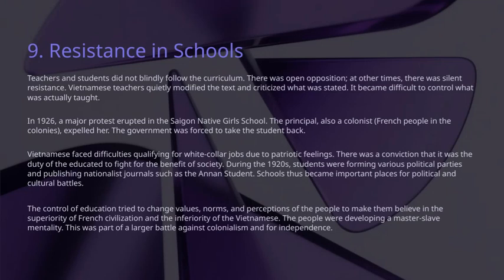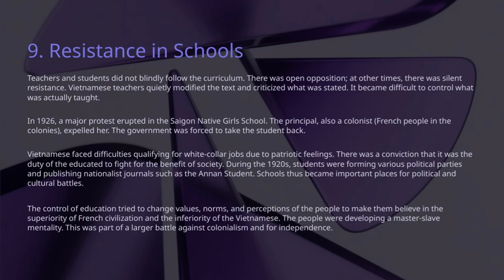In this part of the presentation, I want to highlight how the colonial education system was used as a tool to influence people's values, norms, and perceptions. The goal was to make the Vietnamese believe in the superiority of French civilization while instilling a sense of inferiority about their own culture. This created a kind of master-slave mentality among the people, which was part of a larger struggle, an effort by the colonial powers to control and suppress the desire for independence.